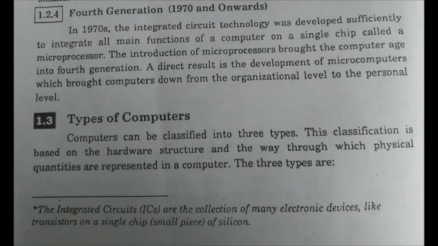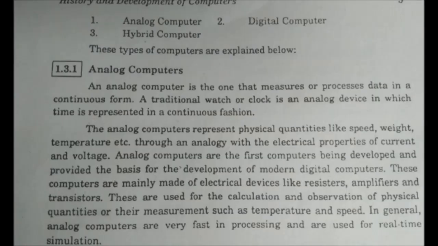Now moving towards our next topic, which is types of computers. Computers are classified into three types, and these types are divided on the basis of hardware, their structure, and the physical quantities. The three types are number one, analog computer, number two, digital computer, and number three, hybrid computer.